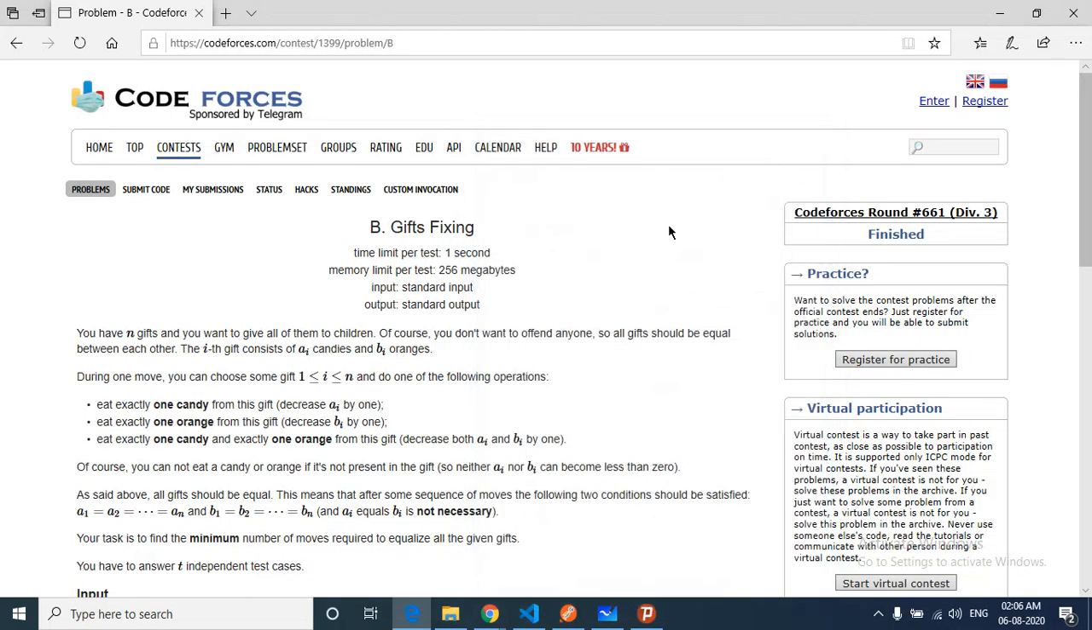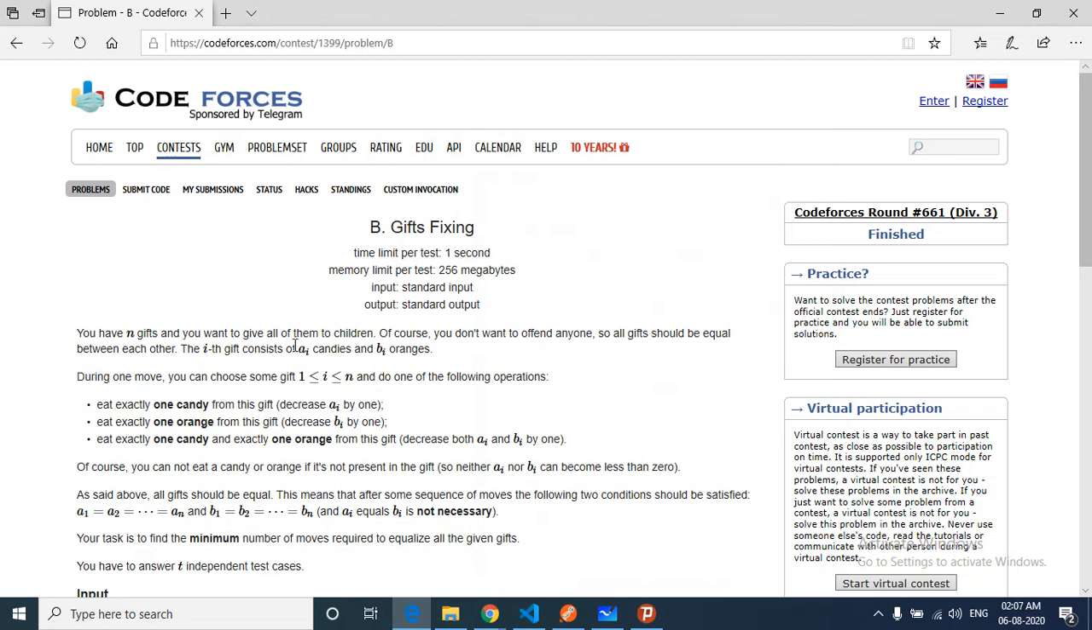Hello friends, today we're going to discuss problem B from Codeforces Round 661, named Gifts Exchange. You are given n gifts and you want to give all of these gifts to the children. Of course you don't want to offend anyone, so all the gifts should be equal to each other. All the gifts should be identical.